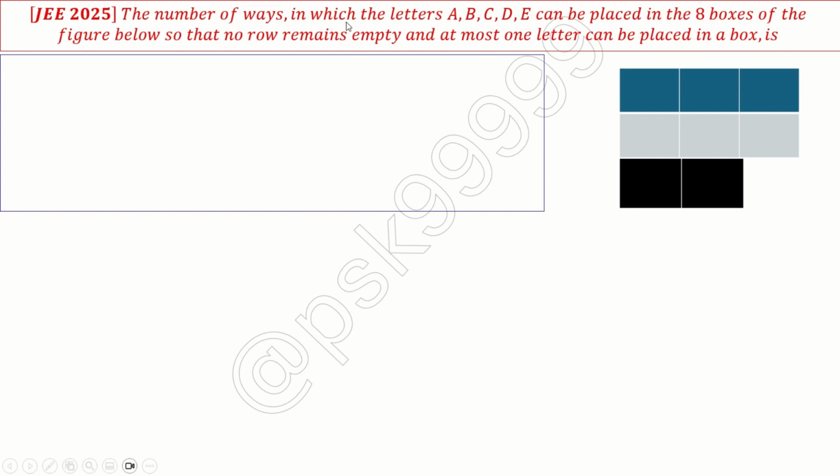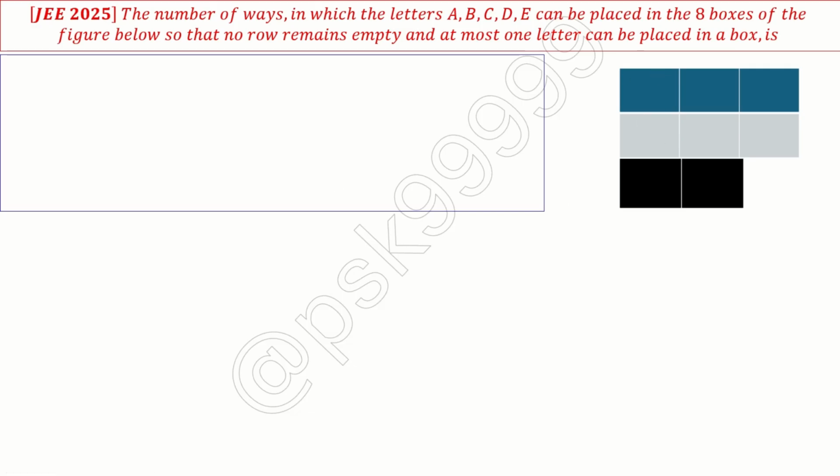The number of ways in which the letters A, B, C, D can be placed in 8 boxes of the figure below: 3 in a row, 3 in a row, 2 in a row, 8 boxes total, so that no row remains empty. In each row, at least one box should be filled, and at most one letter can be placed in a box. That means in one box you cannot put two letters; a box is a placeholder for one letter. So how many ways can you do it?